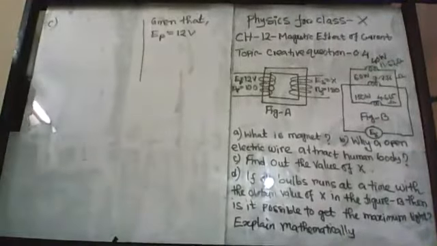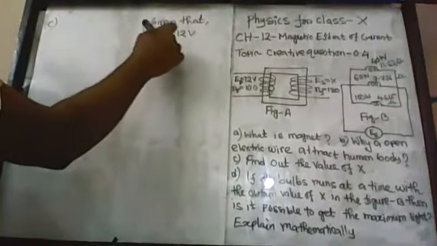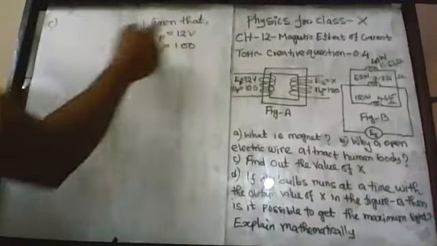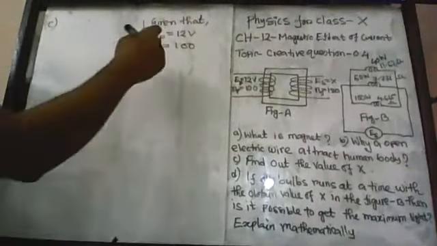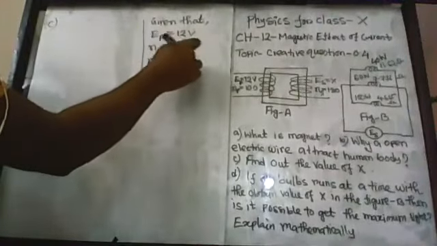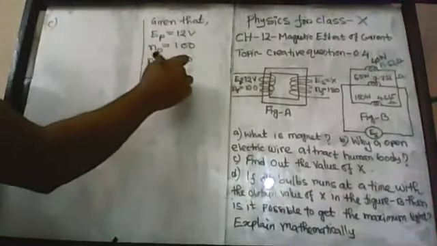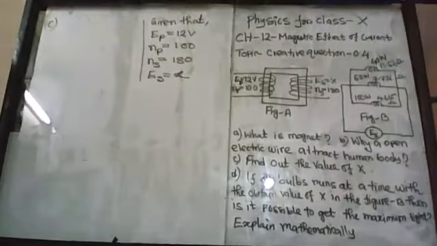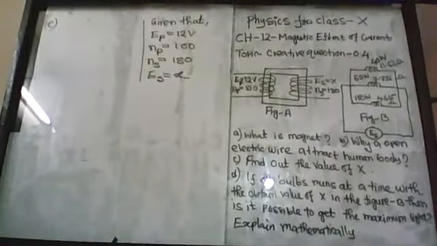Now, the number of coils in the primary coil, that is NP, will equal 100 coils. And the number of turns in the secondary coil, NS, will equal 180. And the secondary electromotive force ES will equal X, and you have to find out the value of this X.